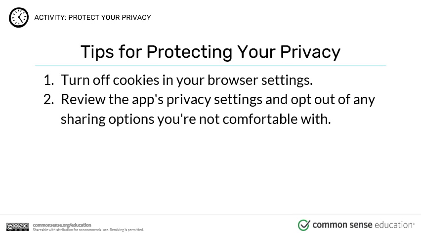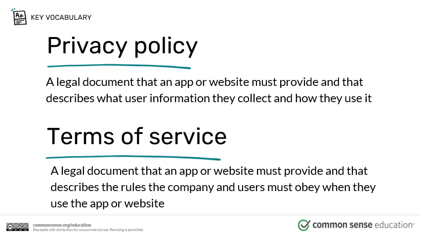So another tip for protecting your privacy, in addition to turning off those cookies, is review the app's privacy settings and opt out of any that you're not comfortable with. A privacy policy is that legal document that an app or website must provide that tells how they're going to collect your information and what they're going to do with it, and they're allowed to change it. The terms of service are the legal documents that an app or website must provide, and it describes the rules that the company and users must follow. And frequently we think about it with being kind online, but it also deals with what data can be collected.